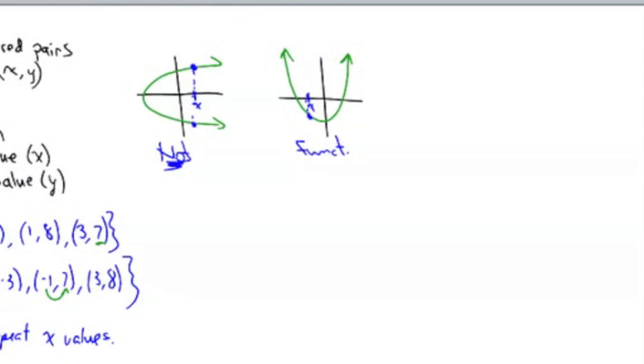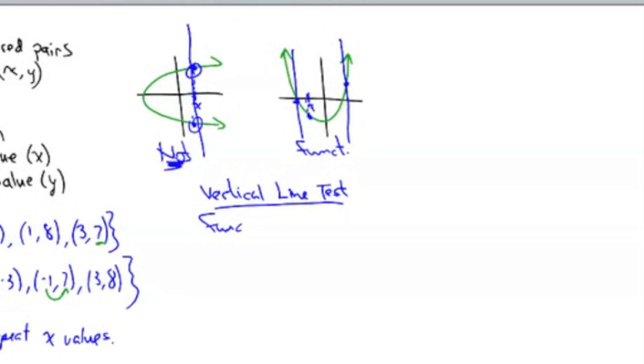So this one actually leads into a test. It's called the vertical line test. If I draw a vertical line and it hits the graph more than once, then the graph is not of a function. If I draw any vertical line here, how many times is it going to hit the graph? Just once. So this one is a function. So that would be called the vertical line test. Function only if all vertical lines hit only once. Any more and it's not a function.